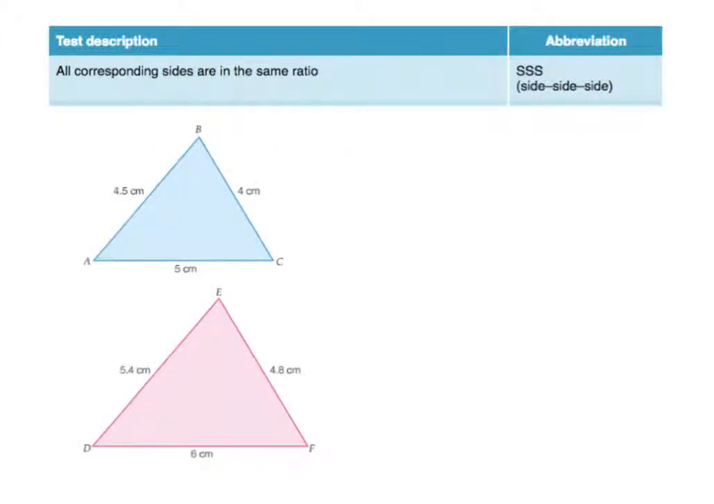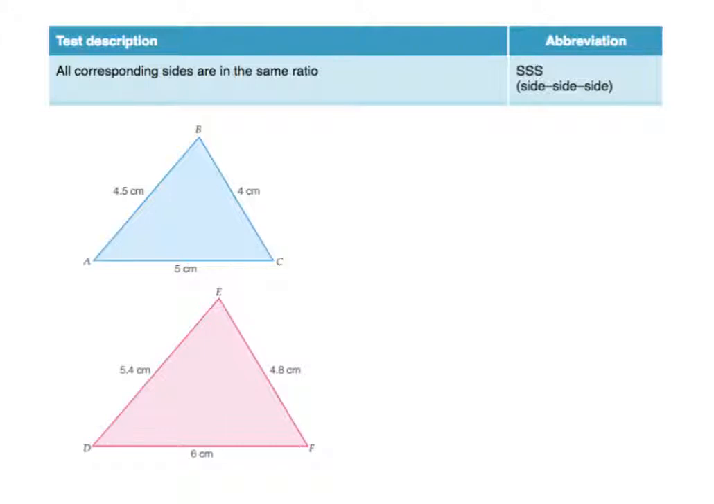And the second rule we're going to have a look at is side, side, side with the abbreviation of 3 S's. We can use this rule when we have 3 sets of corresponding sides that have the same scale factor. So to be able to use this rule, we need to be able to calculate the scale factor of all 3 sides. So before we do that, we need to identify the corresponding sides in both of the objects.